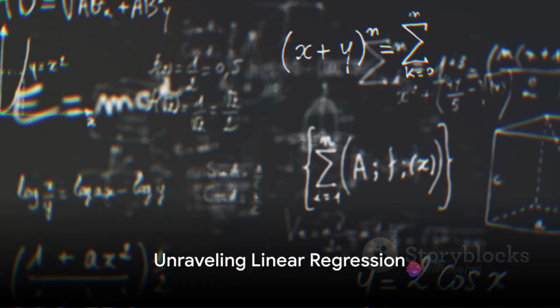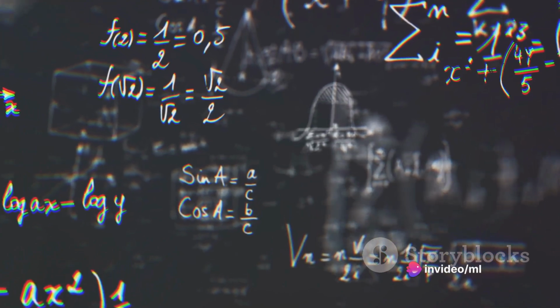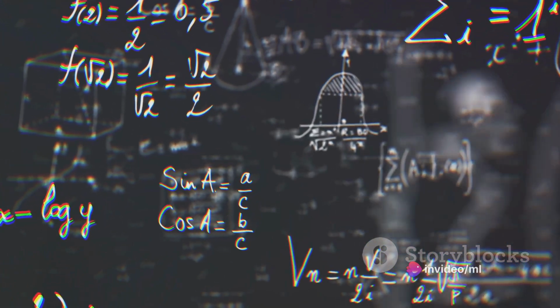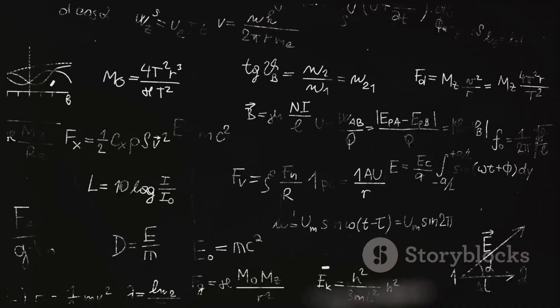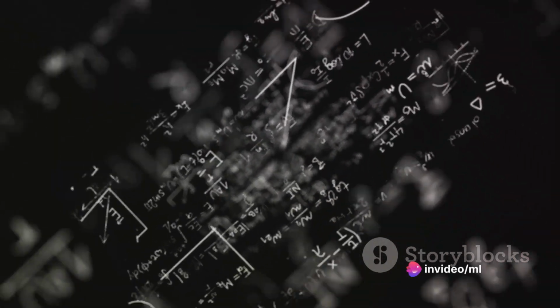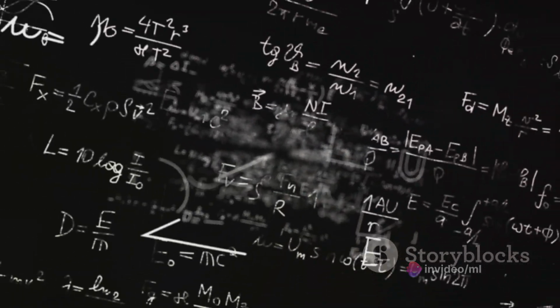Linear regression, at its core, is a statistical method. Let's take a moment to unpack that. What exactly is linear regression? Well, at its simplest, linear regression is a way for us to understand and predict the relationship between two variables. Think of it as a way to draw a line of best fit through a scatter plot of data points. This line can then be used to predict future values.